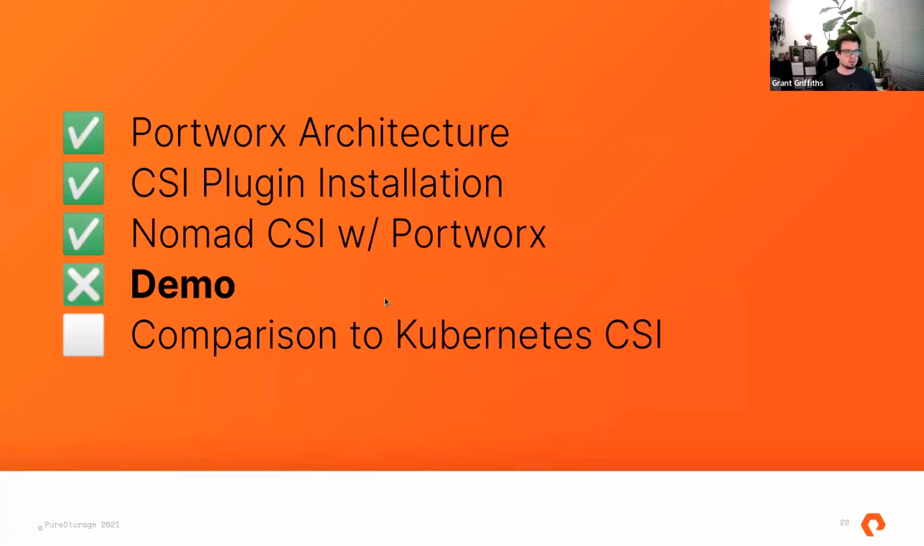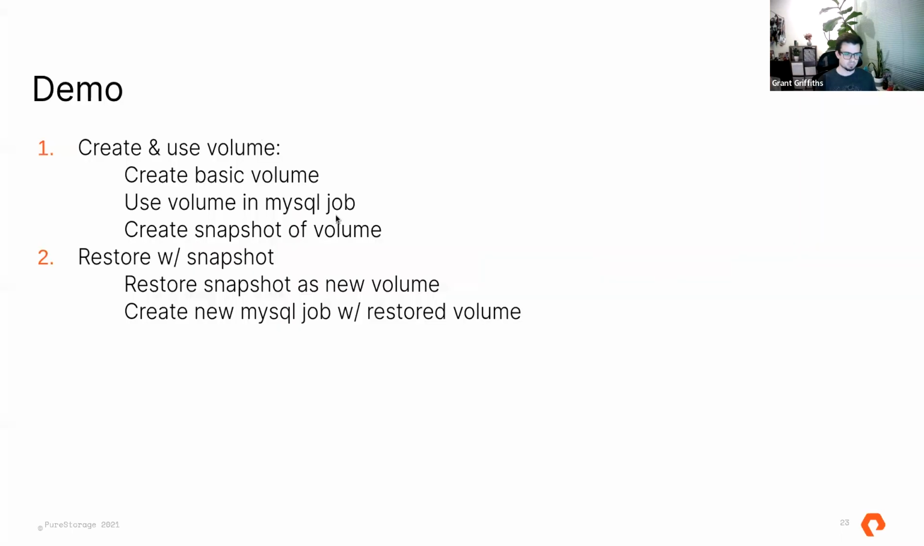Awesome, so that was a lot of slides. Let's go ahead and show some actual code and some actual configurations and usage of Nomad CSI with Portworx. So just a little bit about the demo today. It's going to be very straightforward. What we're going to do is create and use a volume. So we'll do a basic volume, and then we'll use that volume in a MySQL job. Then we'll take a snapshot of our volume, and then we will restore that snapshot as a new volume, and then create a MySQL job with our new restored volume.